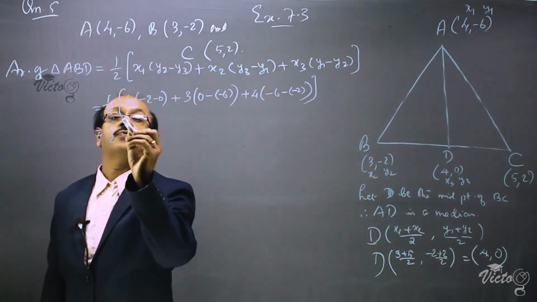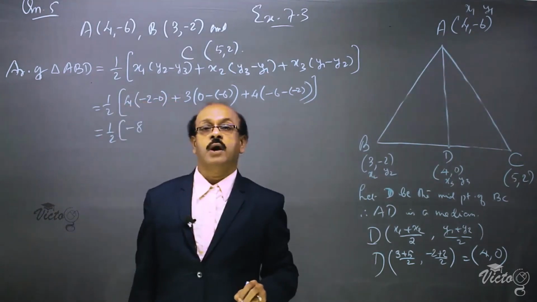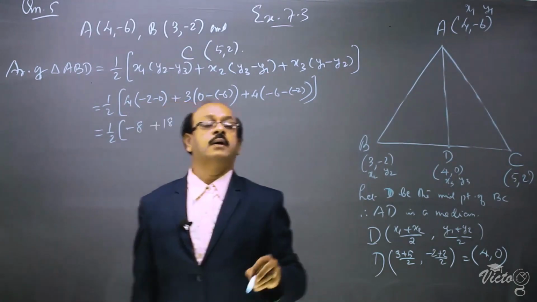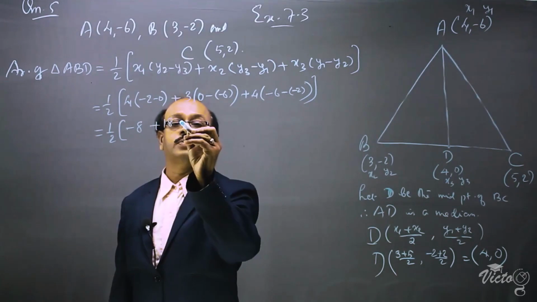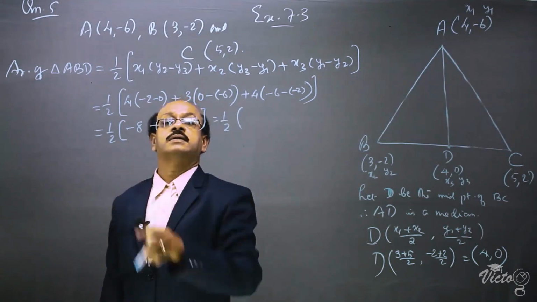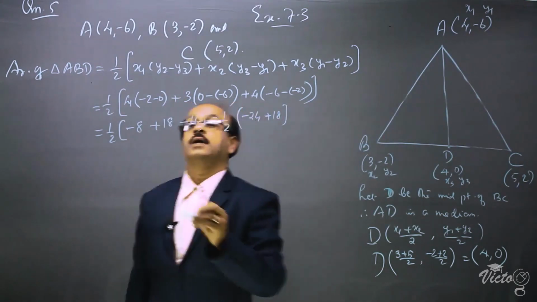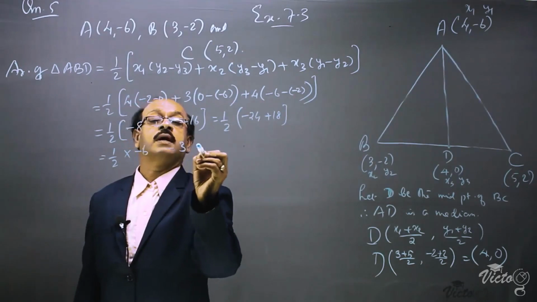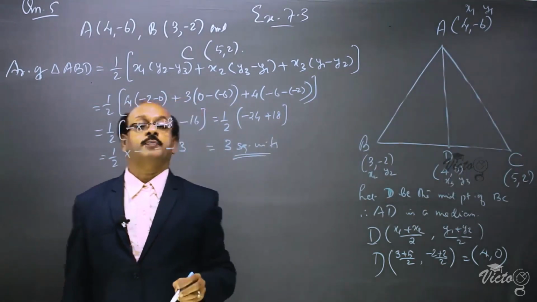This is equal to half into, minus 2 minus 0 is equal to minus 2 itself. Then 4 into minus 2 is equal to minus 8. Now, minus of minus 6 is equal to plus 6. Then 3 into 6 is equal to 18. Here, minus of minus 2 is equal to plus 2. Minus 6 plus 2 is equal to minus 4. 4 into minus 4 is equal to minus 16. This is equal to half into (minus 16 minus 8, that is minus 24, then plus 18). Minus 24 plus 18 is equal to half into minus 6. This is equal to minus 3, but area is equal to 3 square units. Area we are obtaining as 3 square units.